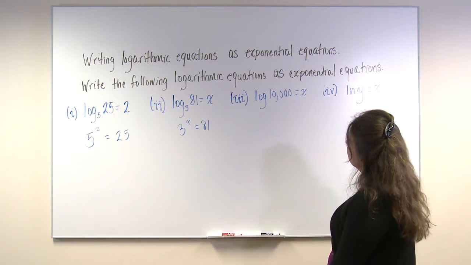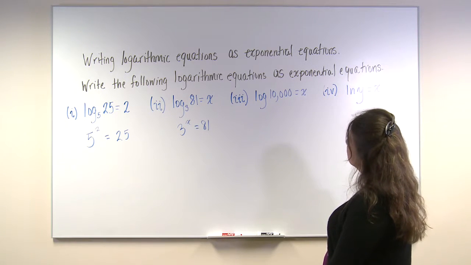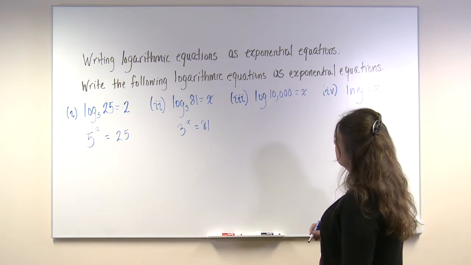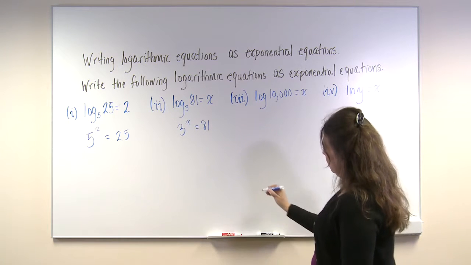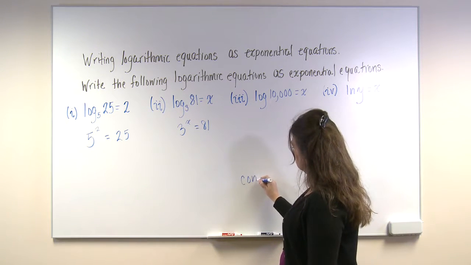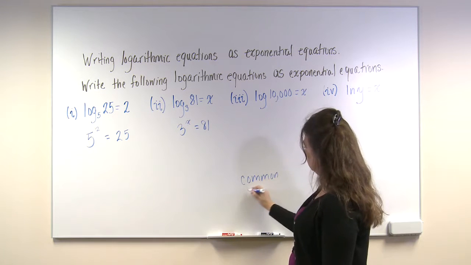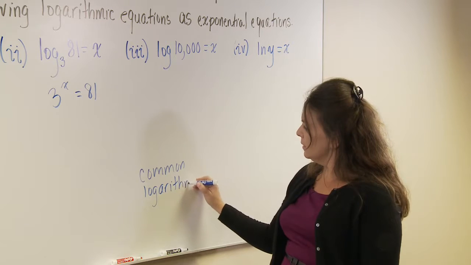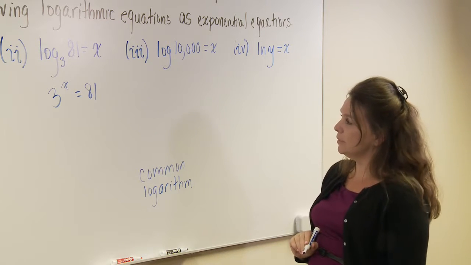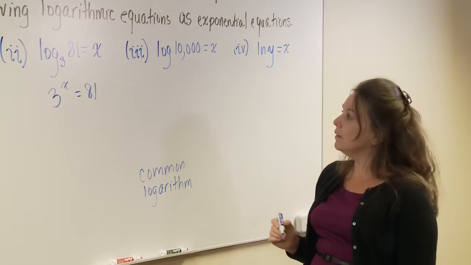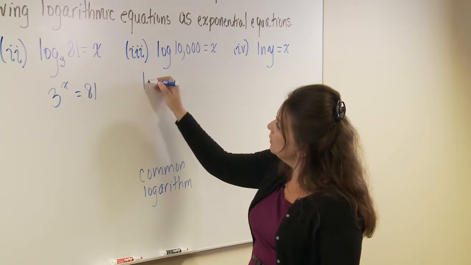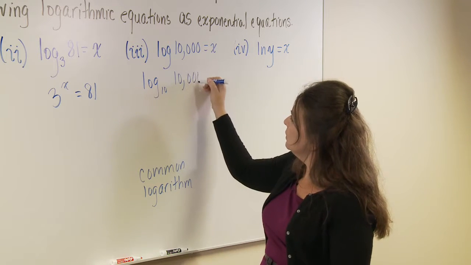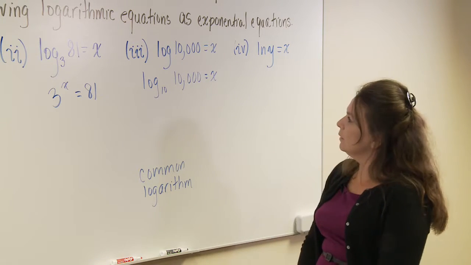For problem number 3, we have log of 10,000 is equal to x. So in this problem here, the base is not written. This is known as the common logarithm. And the base of the common logarithm is 10. So to emphasize, I could rewrite this as log base 10 of 10,000 is equal to x.